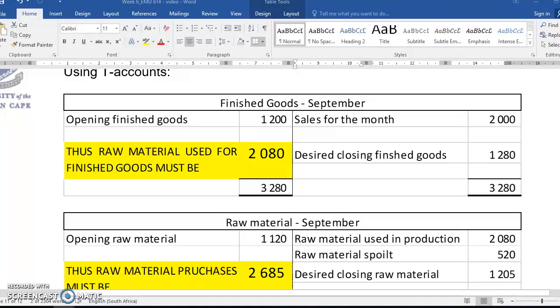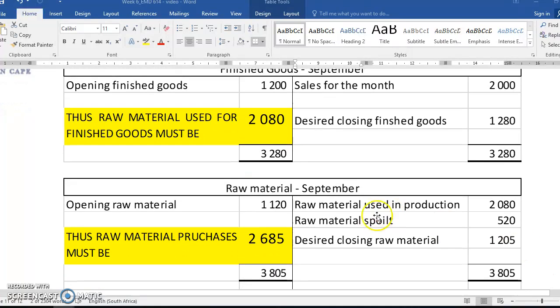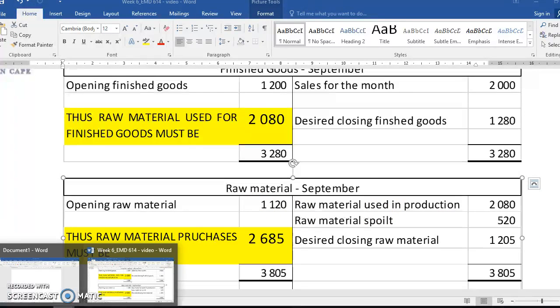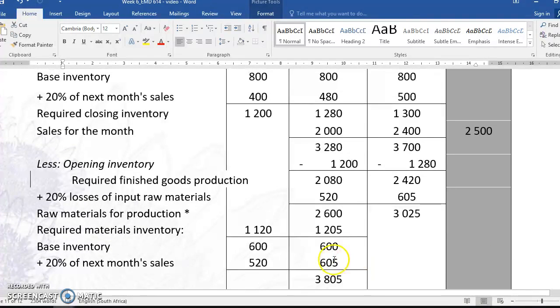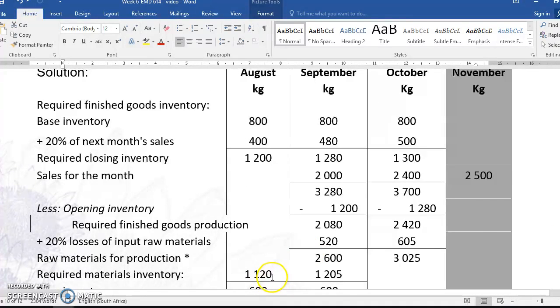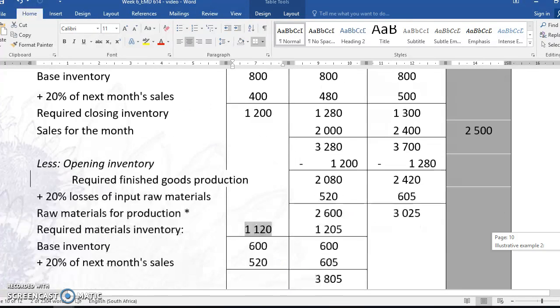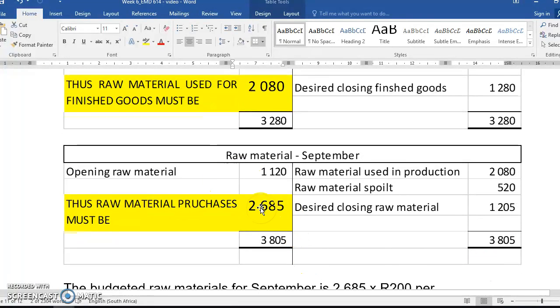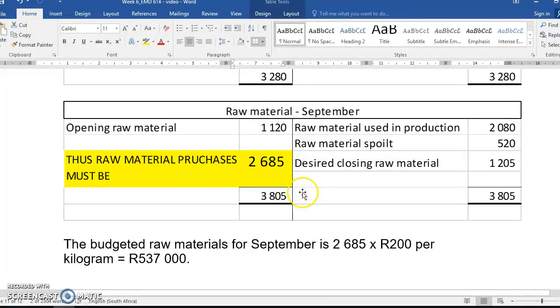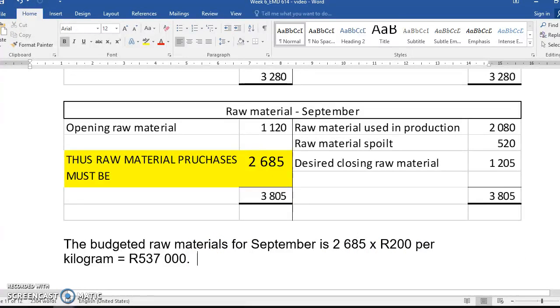The 1,205. We know the opening inventory is 1,120, which comes from the previous month. Basically applying the same principle, we get the opening inventory of 1,120, and therefore we get the raw material purchases that need to be 2,685 in order for this T account to balance. And so that means we need to buy raw material of 2,685. It costs us 200 per kilogram, so the raw material purchases will be 537.